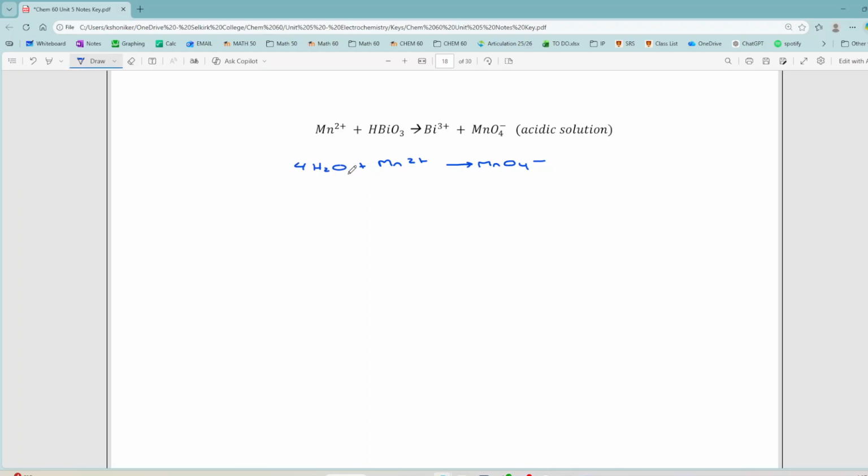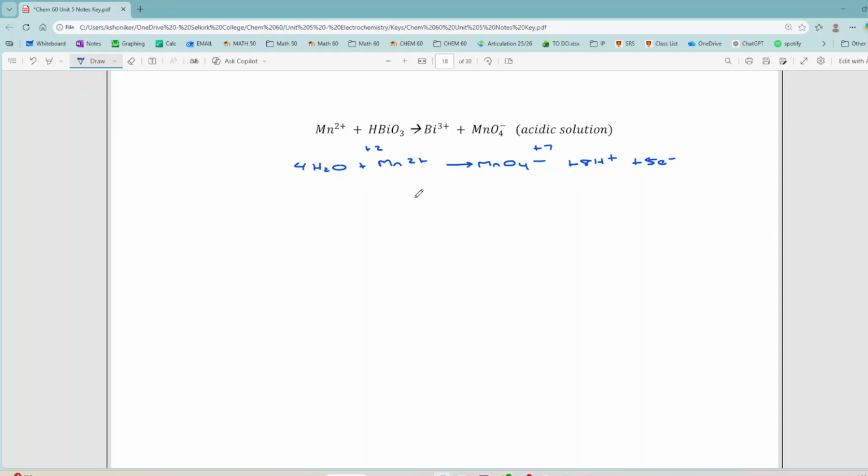Now it's done, right? So add 4 waters. Then I'm going to balance my hydrogens. So I need 8 hydrogens on the right. And then lastly, I'm going to balance for charge. I have plus 2 charge on the left, and I have plus 7 charge on the right. So I'm going to add 5 electrons on the right.